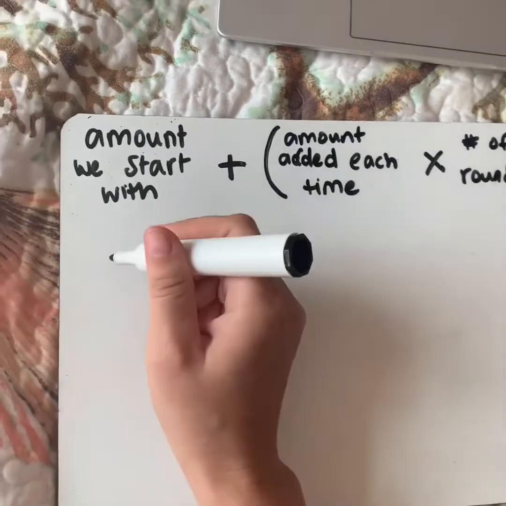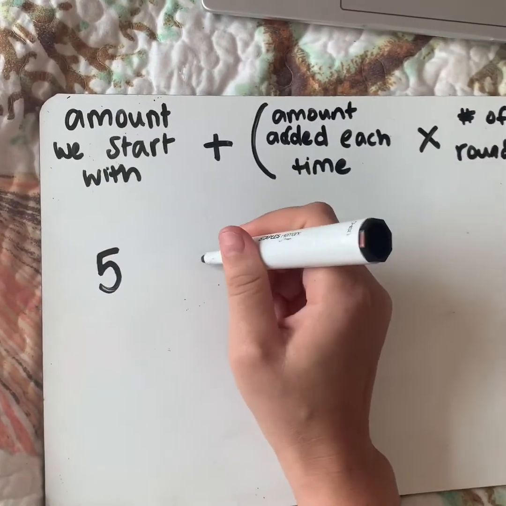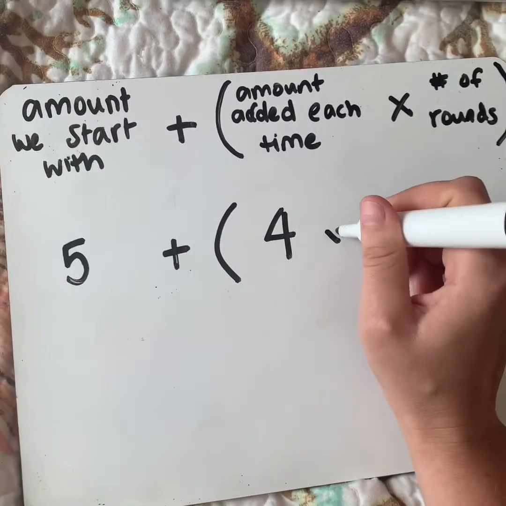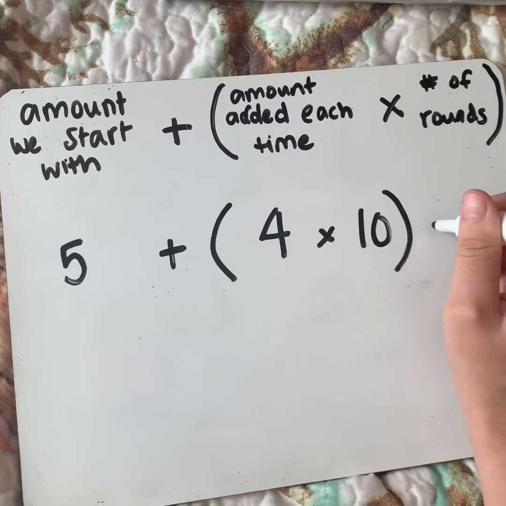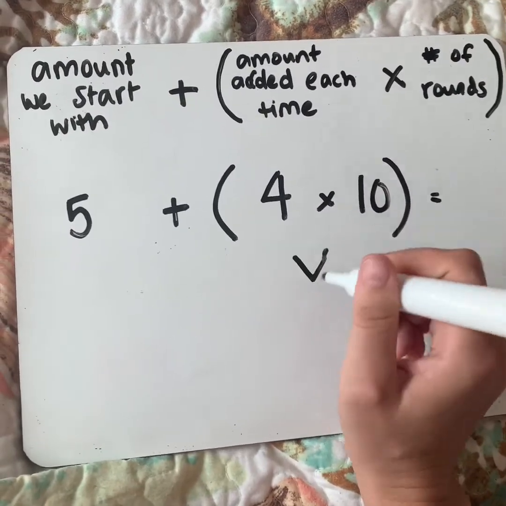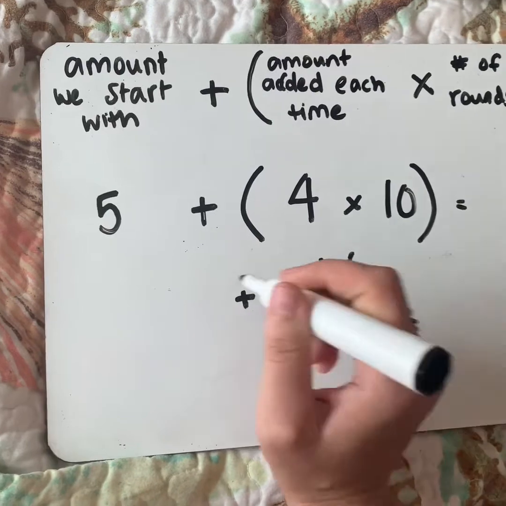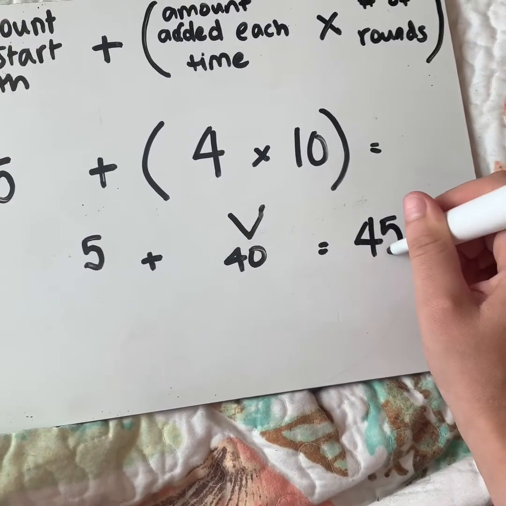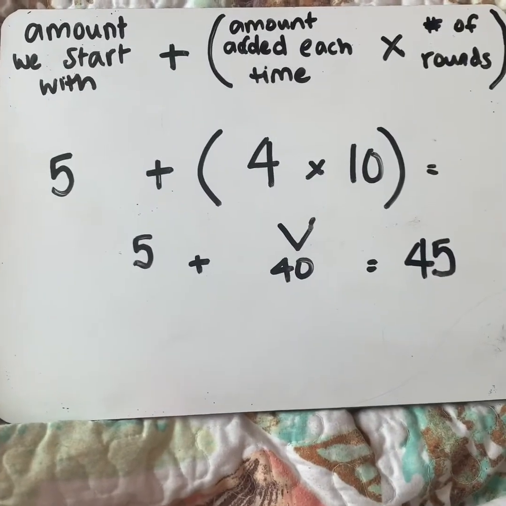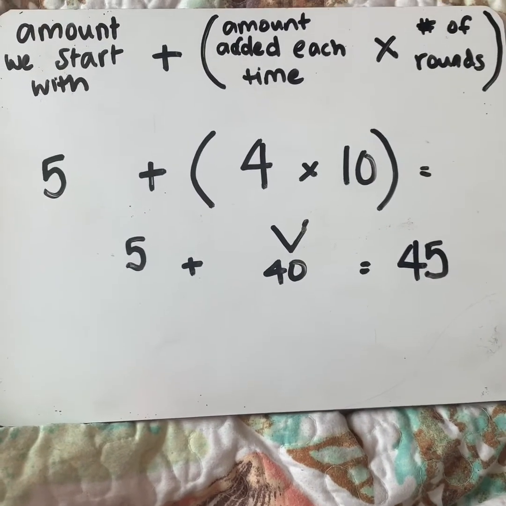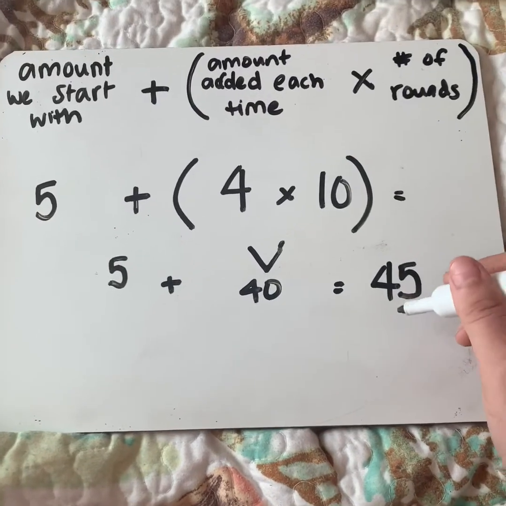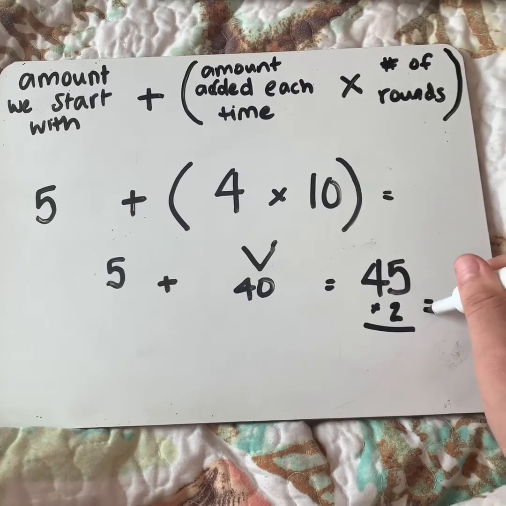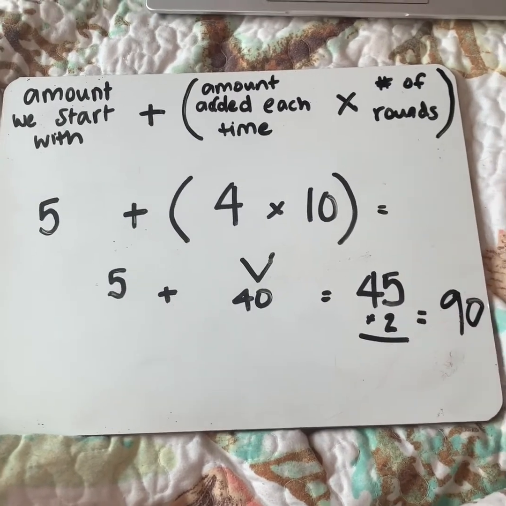So just an example, let's say we started with 5. We put in 4 pennies each time, and we did that 10 times. That would give us 40. I do that first because of my parentheses. That would give us 45 pennies. Now, Jake is saying that if it's 20 rounds, we're just going to double it. So double 45, if I do that times 2, that would give me 90 pennies, says Jake.